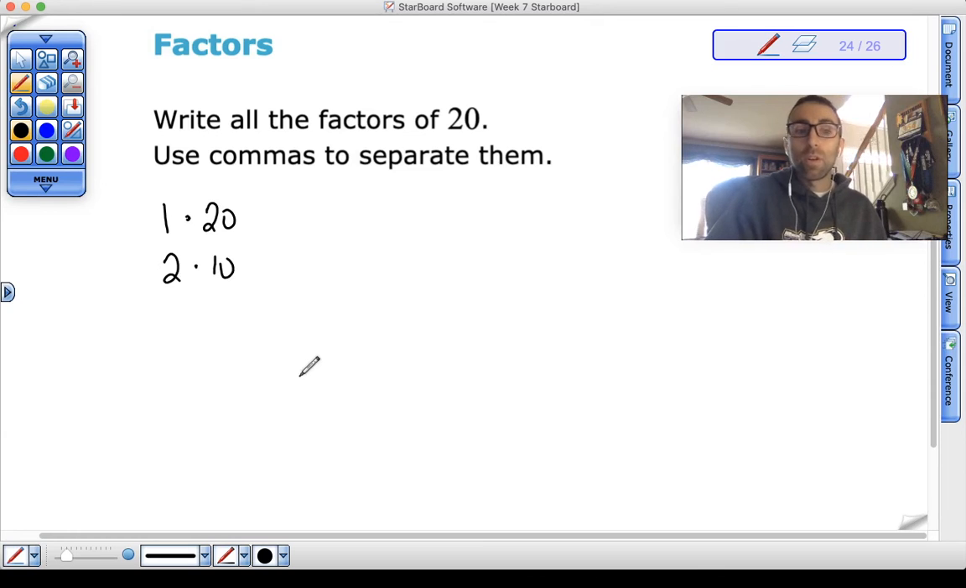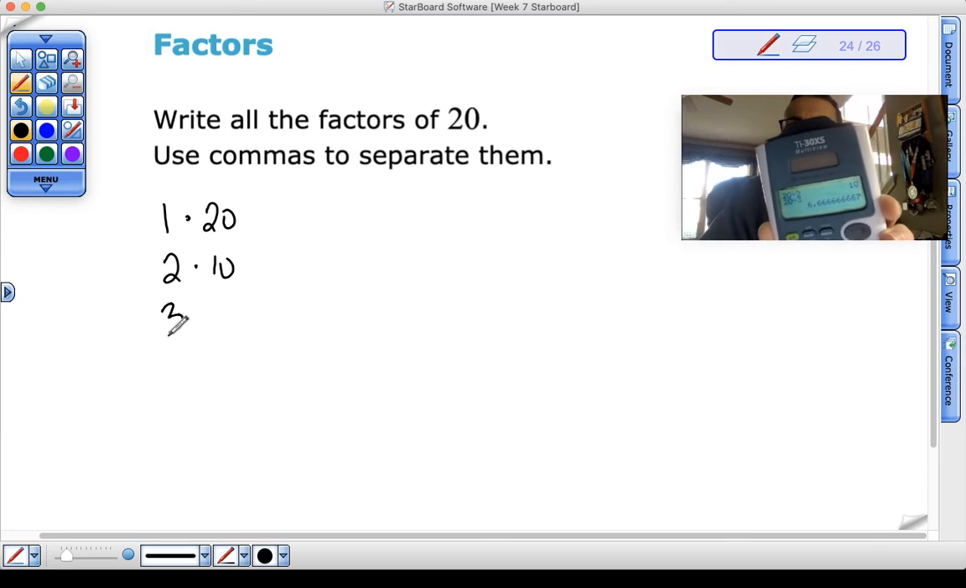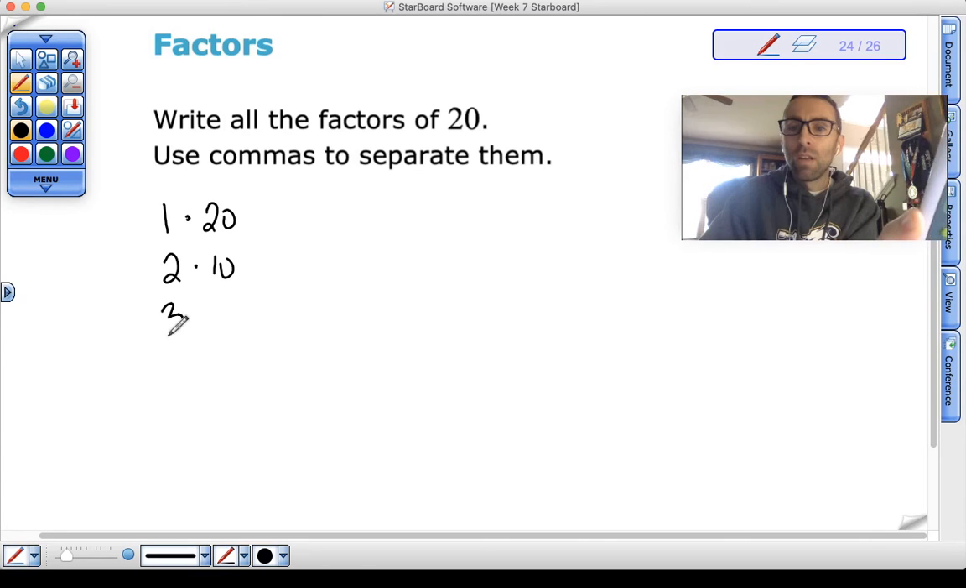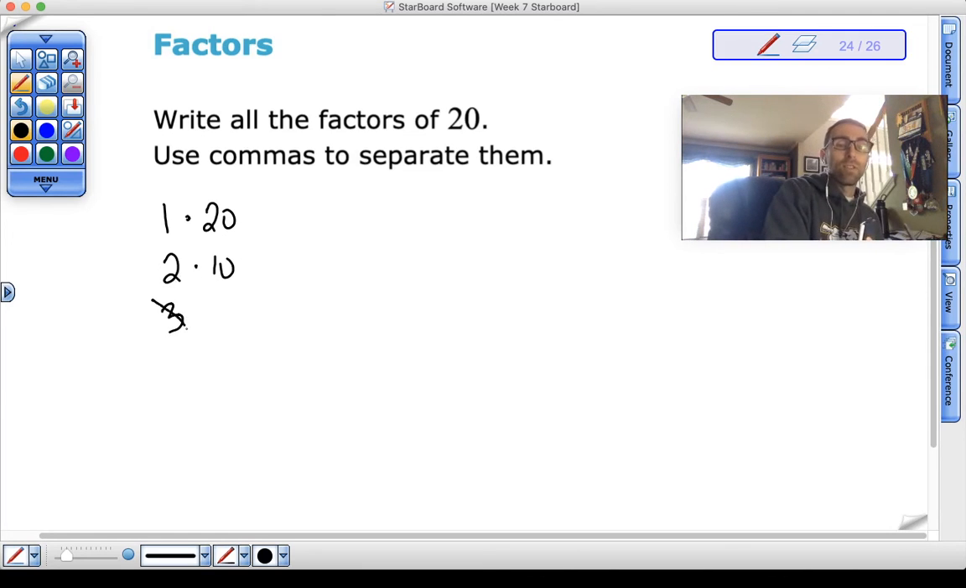The next thing I want to see is, does 3 work? So I'm going to put in here 20 divided by 3, and I hit enter, and I get that long decimal. Decimals are bad. So if I have 20 divided by 3 and I get a decimal, that means that 20 is not divisible by 3.